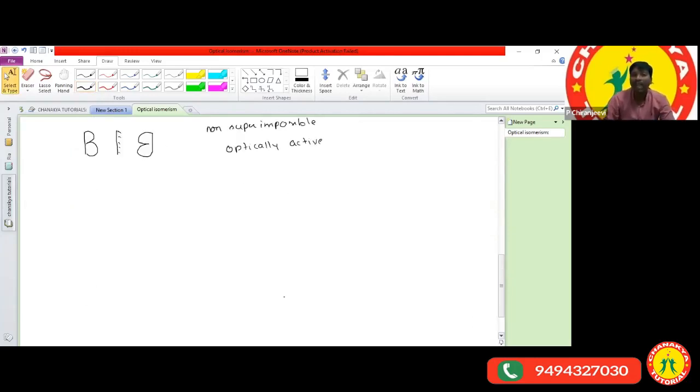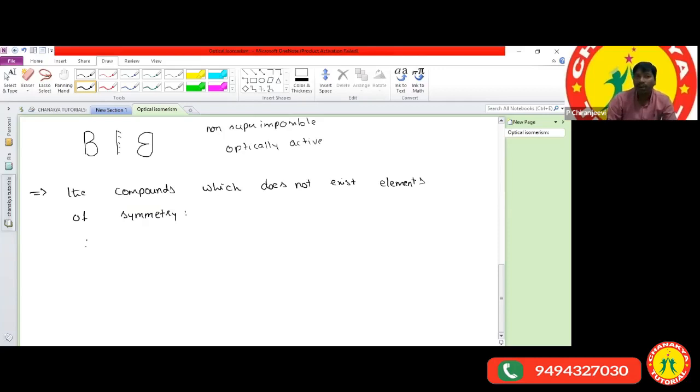What is meant by an optically active compound? The compound which does not exist with elements of symmetry. Sir, what is meant by elements of symmetry? Here we have different types of symmetry.